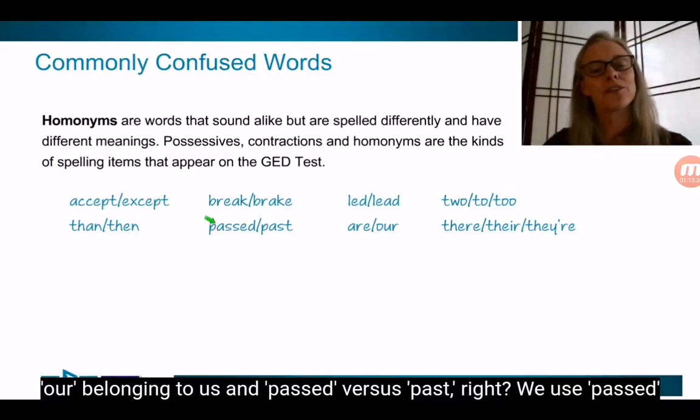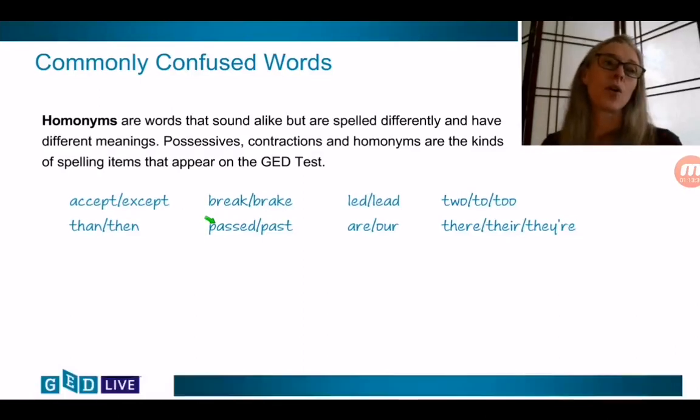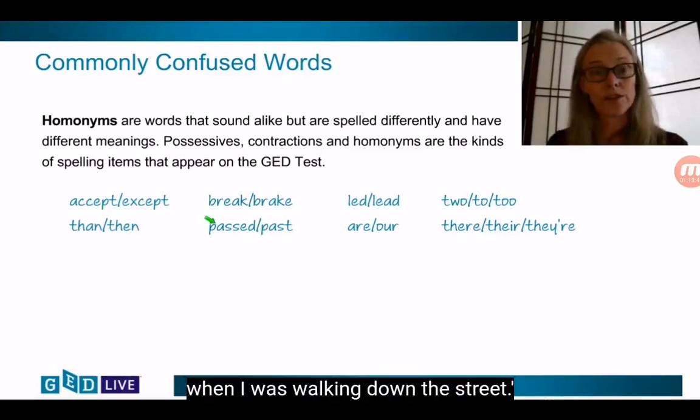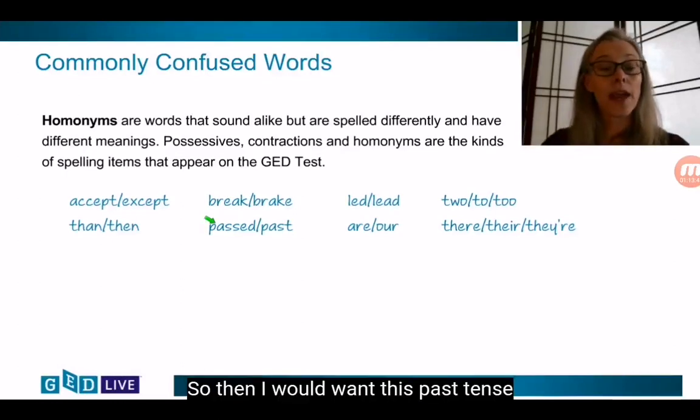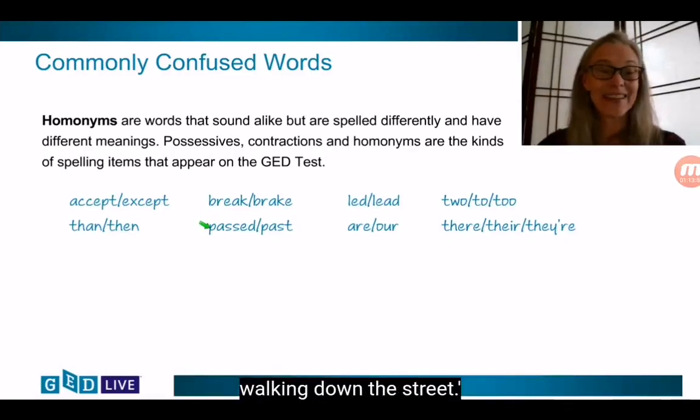We use passed when we're actually using it as a verb, right? I passed my neighbor when I was walking down the street, right? So then I would want this past tense, which is P-A-S-S-E-D. I passed my neighbor walking down the street.